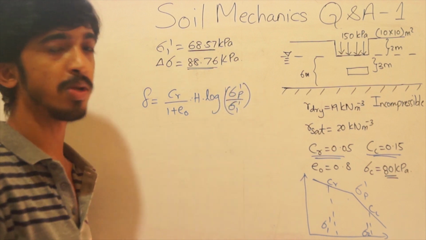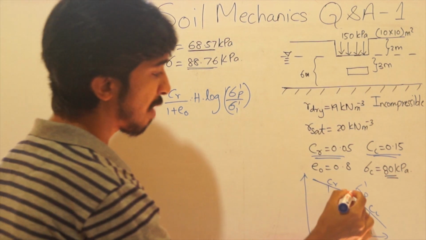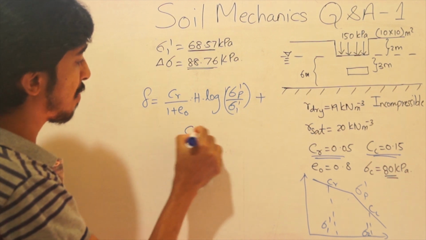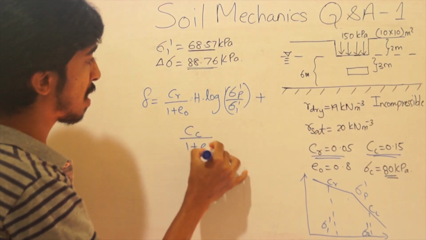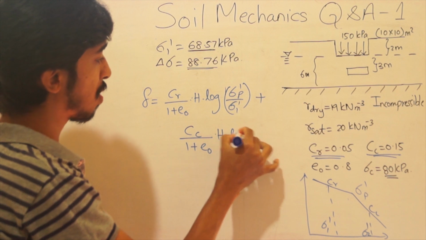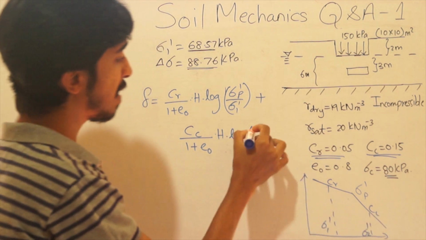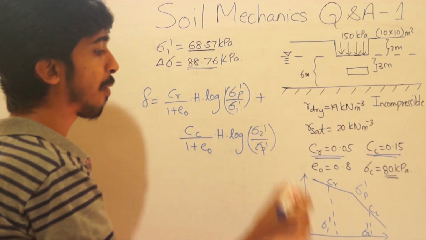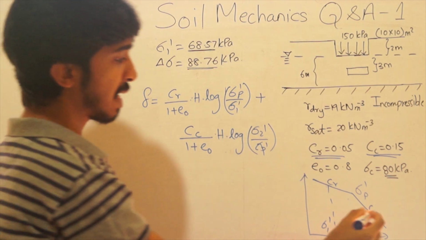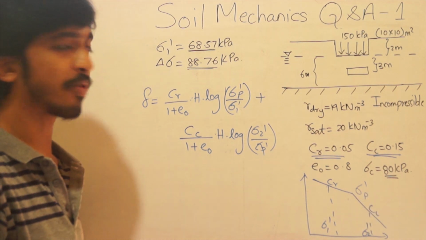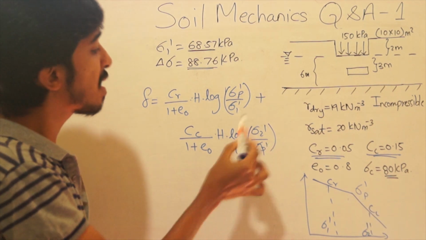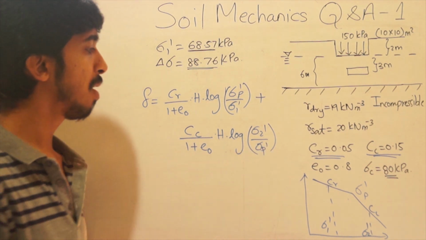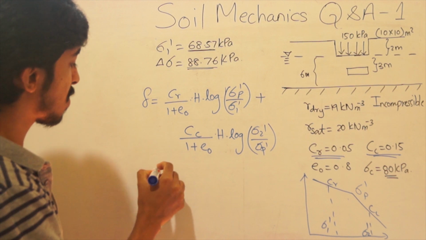Just put the higher value on the top. So plus, we have to write this for this portion also, plus CC over 1 plus E naught into H into log. Here definitely sigma 2 will be higher, sigma 2 dash over sigma P dash. Again, this comes from the equation of the gradient, that is difference of y-axis over difference of x-axis, but I am using an easy way to remember this. This is not the theory, this is just an easy way to keep it in mind. So we just have to substitute here.